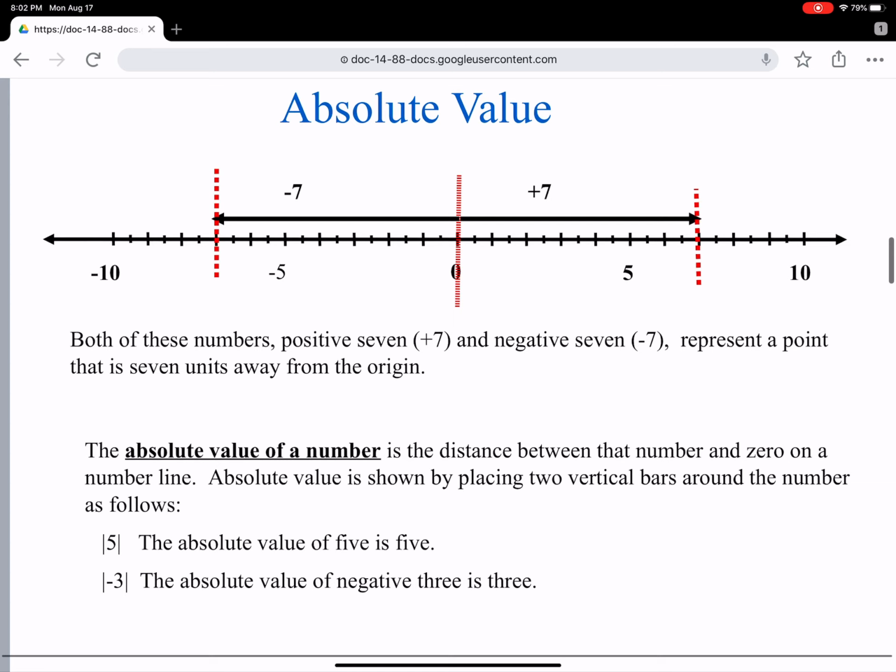Absolute value. Now we went over absolute value in the last lesson. We talked about how absolute value means the distance that a number is from 0. So the absolute value of -7 is 7. And the absolute value of +7 is 7. Okay? So the absolute value of a number is literally the distance from 0. So what would the absolute value of 0 be? It would be 0. Good.